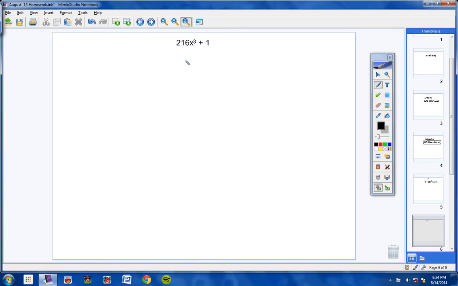Okay, now when I look at this, I realize I cannot pull out anything common out of both terms. Both terms do not have an x, and there's no number that I know that goes into 216 and the number 1 evenly. So I look at what I have left over, and I realize I have a binomial, and this here is a perfect cube, and this here is a perfect cube. I know the cube root of both of those.